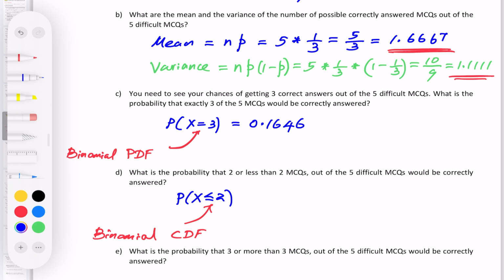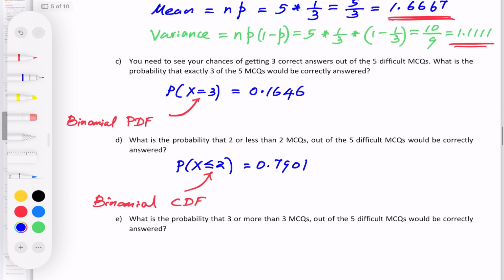N equals 5. P, probability of success, which is equal to 1/3. And then the x value. For this question, the x value is equal to 2. And then select paste and hit enter again. Then your answer should be equal to 0.7901.